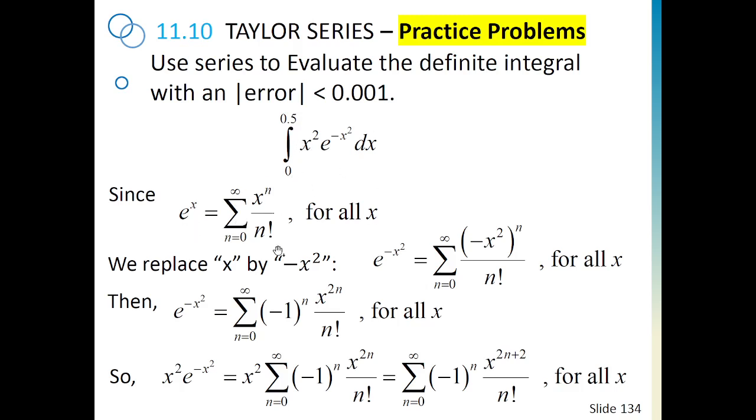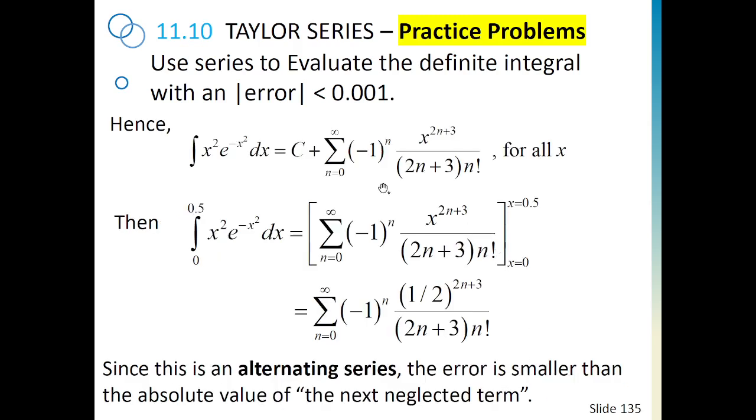We have the expansion for the exponential, and we change x for minus x squared. We get a different Taylor series, and then we multiply it by x squared, so the powers of x will change. So we have 2n plus 2. Now we are good to integrate this with respect to x. Don't forget the constant. So the integral is here. Now we just need to evaluate it at the bounds 0 and 0.5.